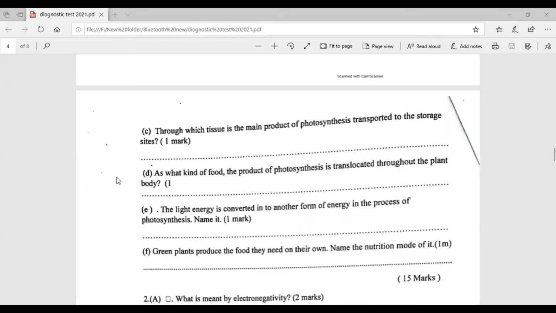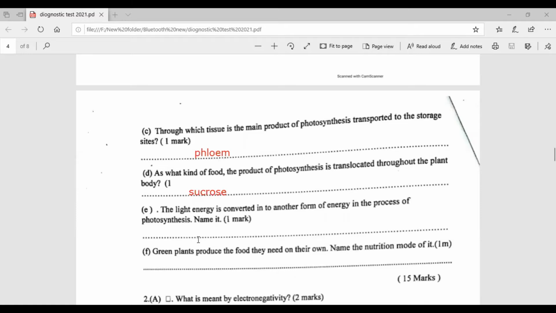C part. Through which tissue is the main product of photosynthesis transported to the storage sites? Through the phloem tissue. The food is transported through the phloem tissue. As what kind of food? The product of photosynthesis is translocated throughout the plant body as sucrose.